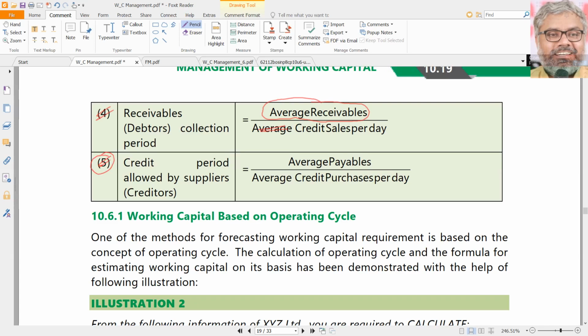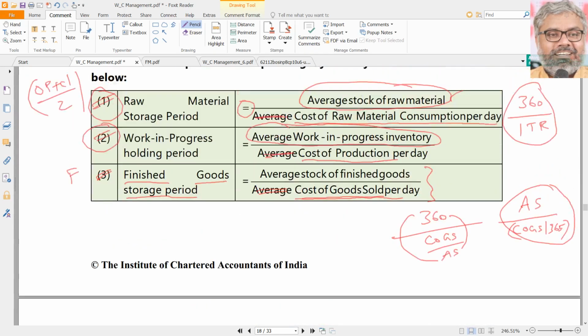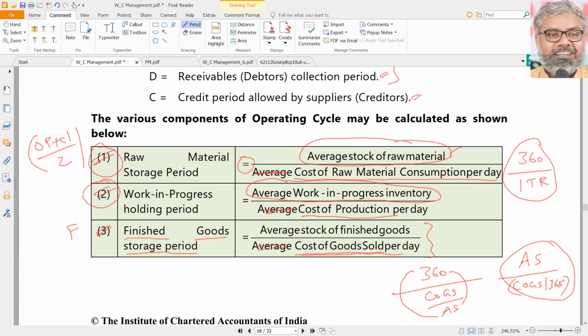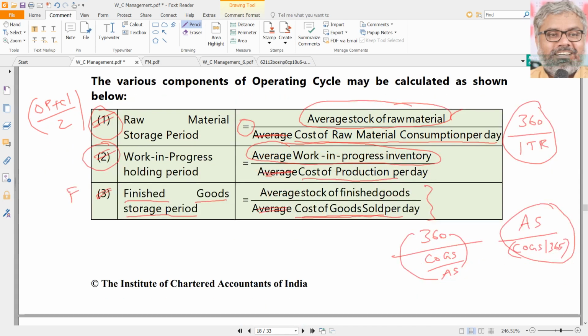Logic is same. Then credit period allowed by suppliers, same. Average payables in the numerator means opening creditors plus closing creditors by 2. Denominator is what? Credit purchases per day. So in the denominator, don't worry about average. Of course, it is average, but two averages, if you take in the same formula, maybe a confusion will arise. Rather than having that, better to take simply average in the numerator.